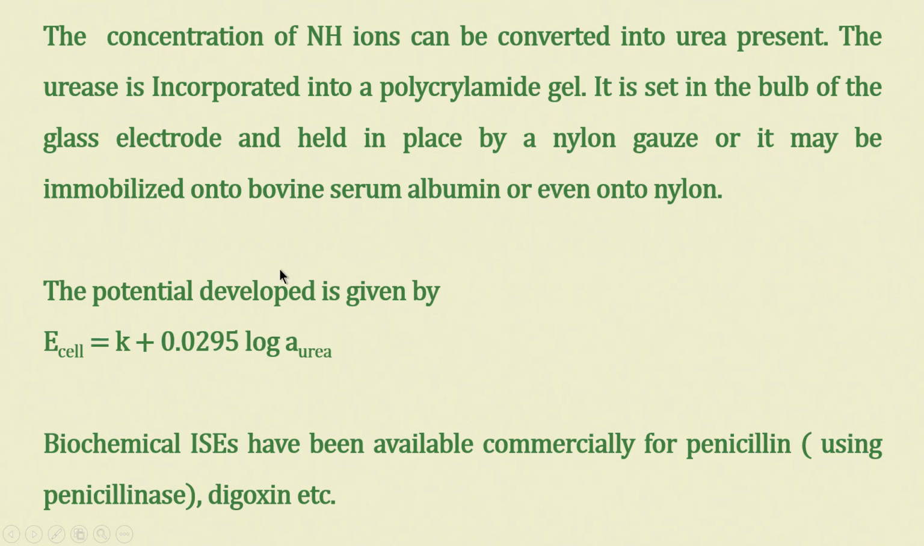So, the potential developed is given by E cell is equal to K plus 0.0295 log of activity of the urea. So, biochemical ISCs have been available commercially for penicillin, digoxin, etc.